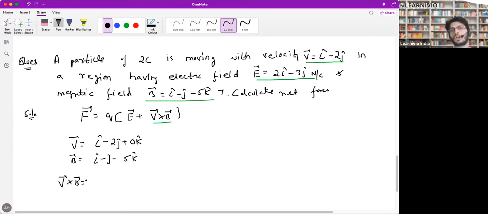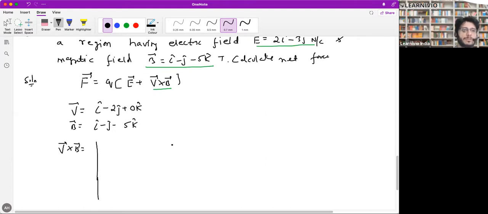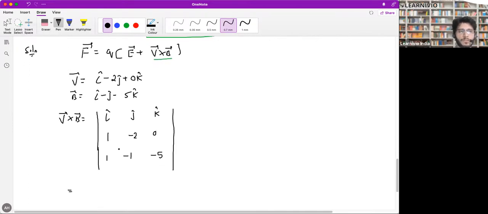Now we have to solve this cross product. To solve this cross product, we will make a determinant first. The first row of the determinant is i cap, j cap, k cap. Second row, the coefficient of i cap is 1, the coefficient of j cap is minus 2, the coefficient of k cap is 0. So it's 1, -2, 0. For B, coefficient of i cap is 1, j cap is -1, k cap is -5. So this is how we make the determinant.